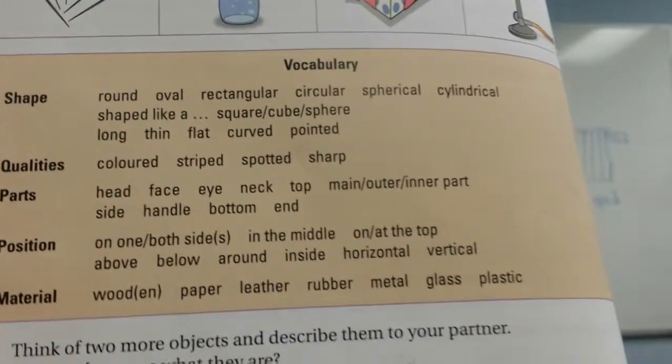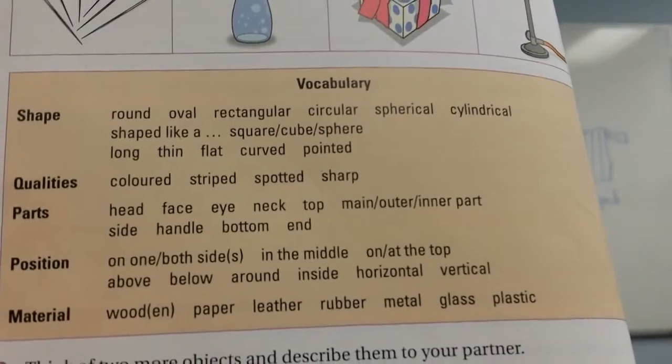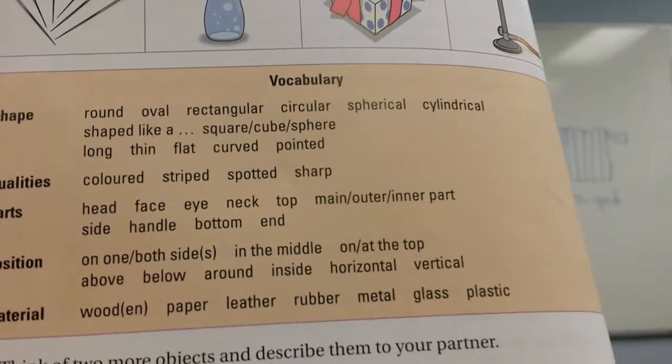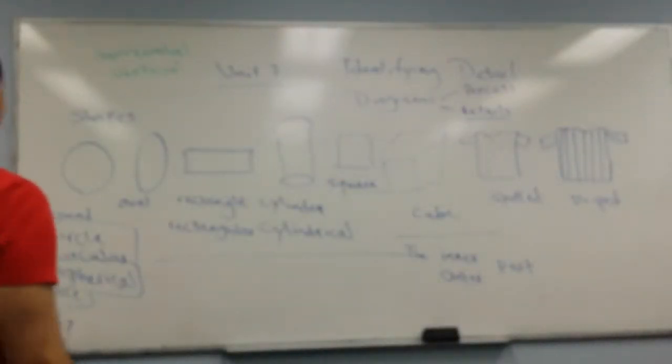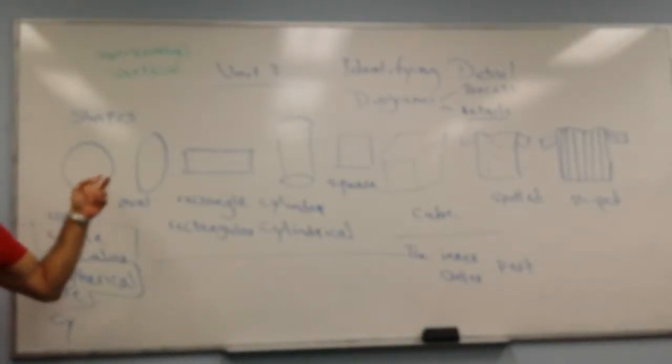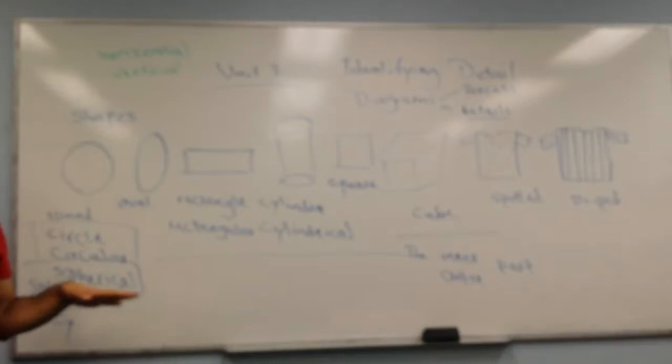What's the shape? Sphere, spherical. Cylinder, cylindrical. Okay, we have the shapes here. Something that is round is like this, or a circle. The adjective would be circular.